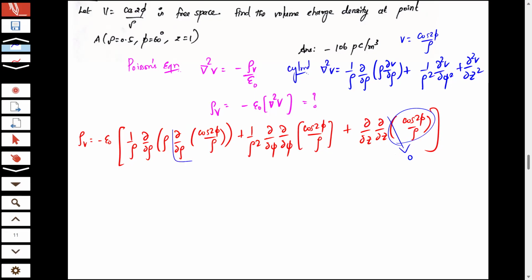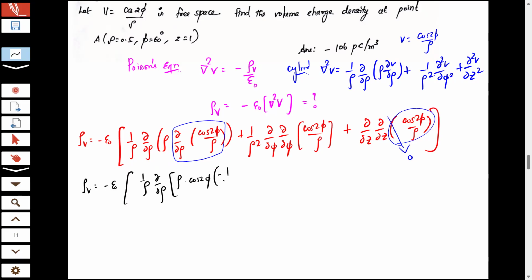Here, let us do one by one. This differentiation with respect to rho has to be written first. So let me write rho V is minus epsilon naught 1 by rho dou by dou rho of rho times differentiation of this with respect to rho. So differentiation of cos 2 phi by rho we should do with respect to rho, and then after that only we can multiply with rho. Now cos 2 phi is constant.